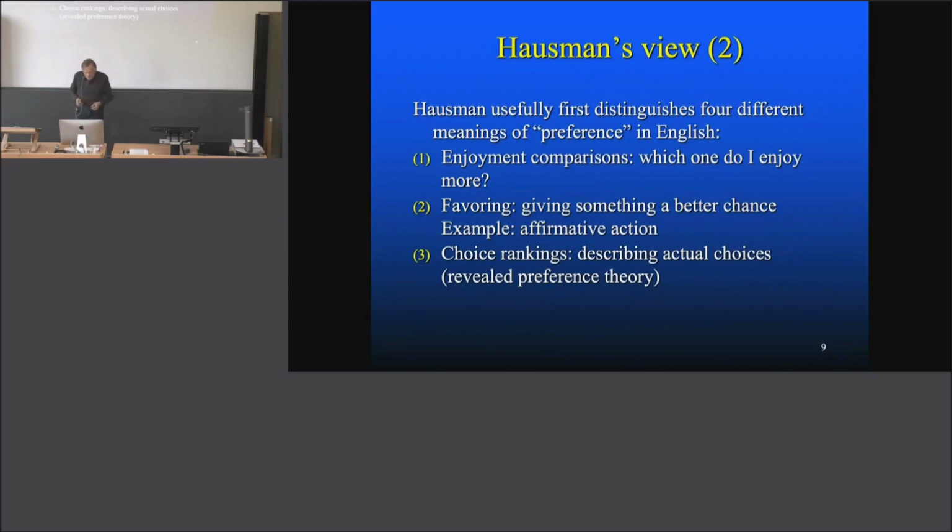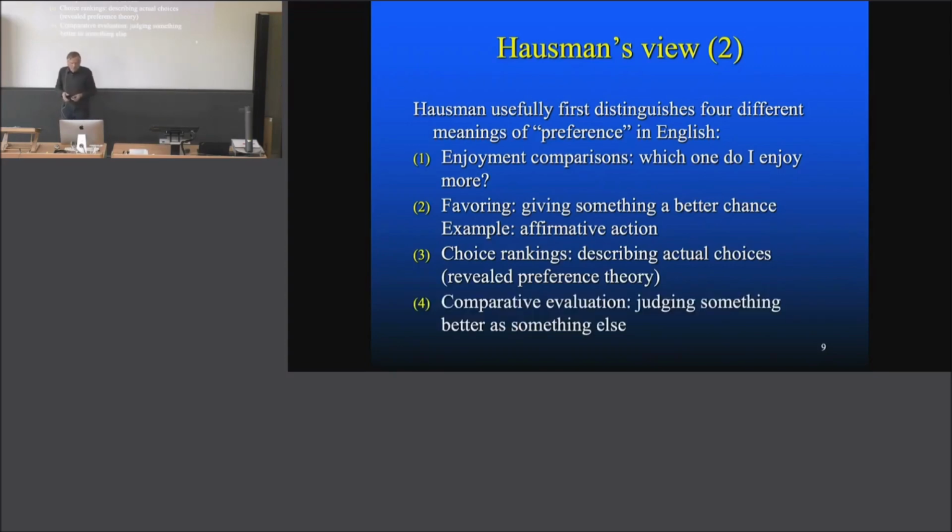Then the third is choice ranking, describing actual choices. That's also one meaning of preference. And this is, of course, what revealed preference theory says, right? Preferences just tell you choice rankings, period. Or preferences are choice rankings, period. And the fourth possible meaning is a comparative evaluation, when you judge something better than something else. So this is a variant of number 1, or more general than number 1. Number 1 is, of course, just a comparison with respect to enjoyment. And here in number 4, you judge something better than something else, and it's not yet clear what the basis of this better judging or judgment is.